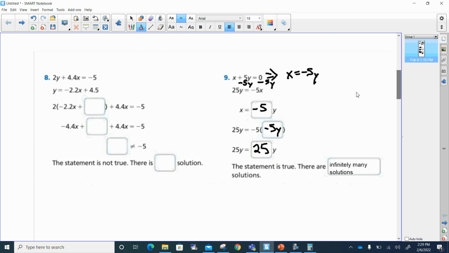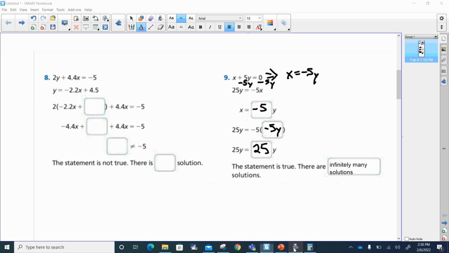I'm going to skip number 8. Number 9 is mine to do. In this one, we have the equation x plus 5y equals 0 and 25y equals negative 5x. I can find out what x is by just moving the y over. I have to subtract 5y from both sides, and x will equal negative 5y.